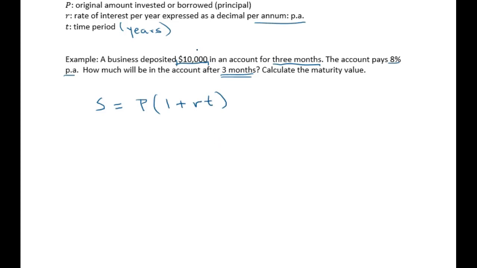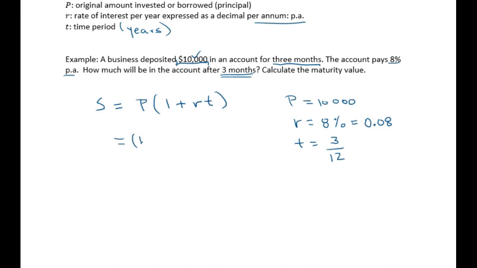So what do we have given in the question? We have our P value, so they invest $10,000 to begin with. 1 is just going to be 1. R is our rate of interest per annum, so we have 8% per annum, which remember we should always change into a decimal to put into our formulas. And T, time, is 3 months. Remember we want to make sure that's in year format, so 3 months divided by 12 months in a year. You can do that as a fraction in lowest terms if you want to, or you can plug that in directly into the formula, which is what I'm going to do.